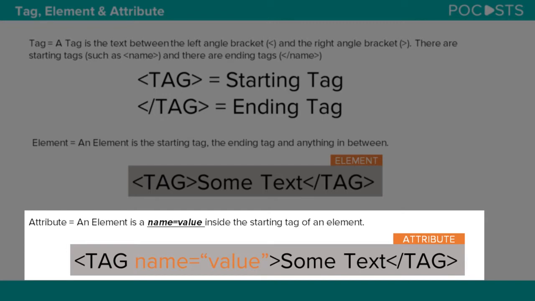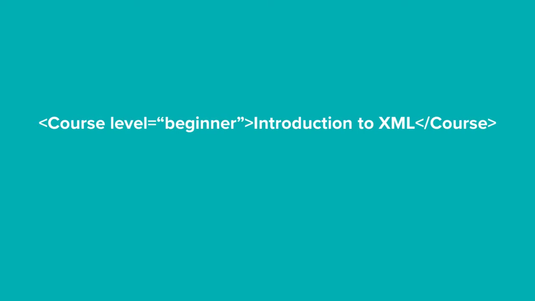Let's take an example. Let's say you have an element course, and it has a starting course tag and an ending course tag, and level equal to beginner is basically an attribute. So you can say level is an attribute for a course, and the level value is beginner. So the course attribute level has a value called beginner. That's how you actually define it.